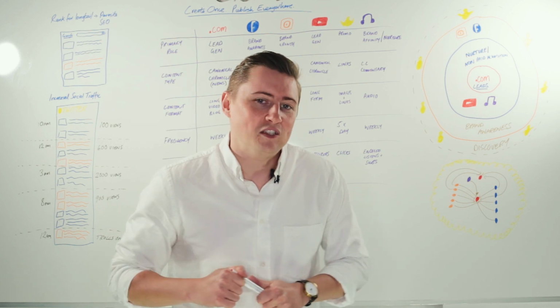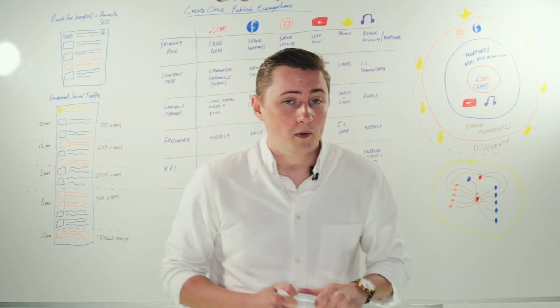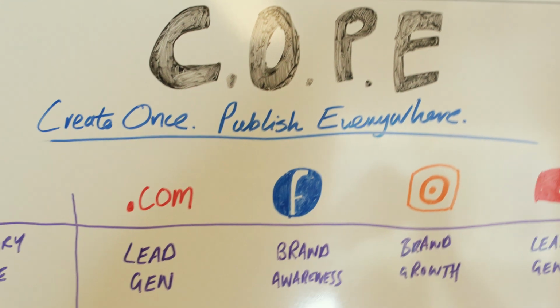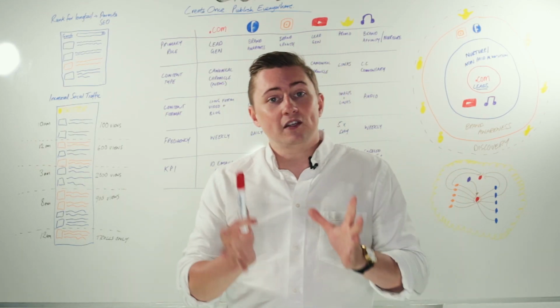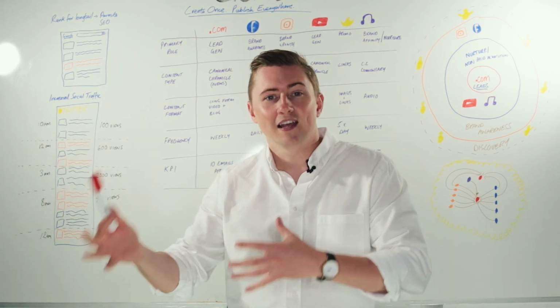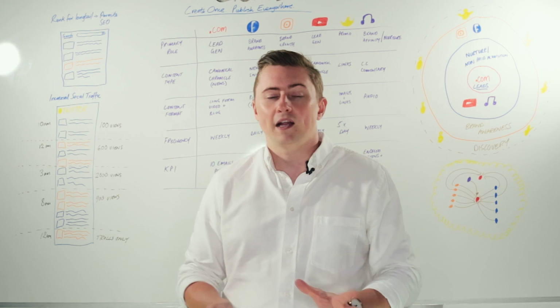Today we're going to be introducing a concept called C.O.P.E, which stands for Create Once, Publish Everywhere. Essentially it means taking a core piece of content and then spinning it out into little bite-sized chunks that are more suitable for social platforms.